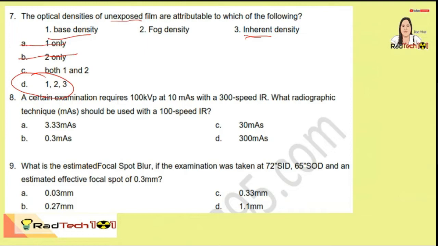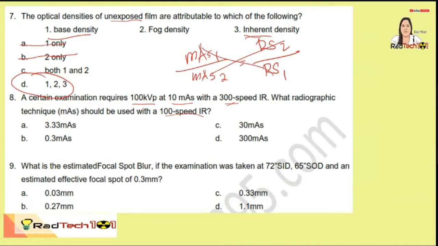Next, a certain examination requires 100 kVp at 10 mAs with a relative speed of the image receptor, which is 300. So what radiographic technique should be used with a 100 speed image receptor? So from 300 to 100 na lang. So what will be our formula? So the formula for this is that mAs1 over mAs2 is equal to relative speed 2 over relative speed 1. Or we can also write this as we are cross multiplying. So mAs1 times RS1 is equal to mAs2 times RS2.